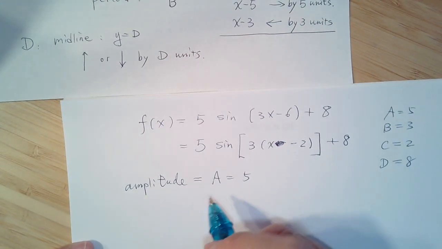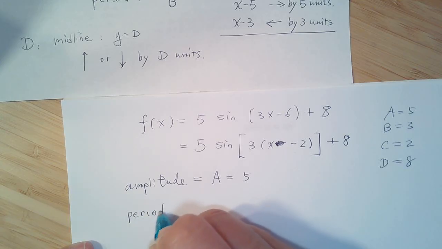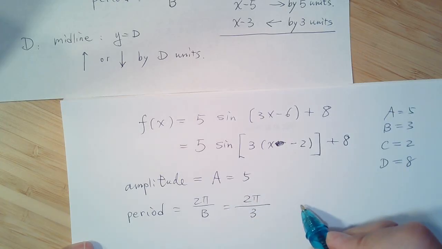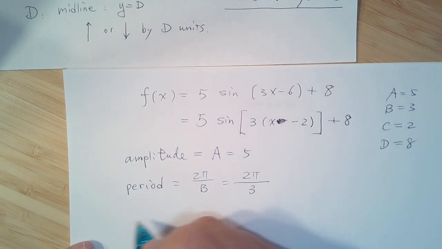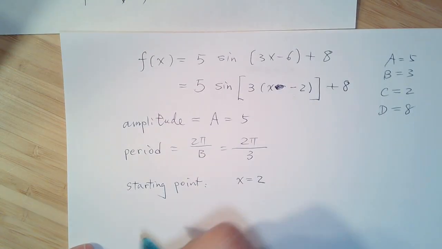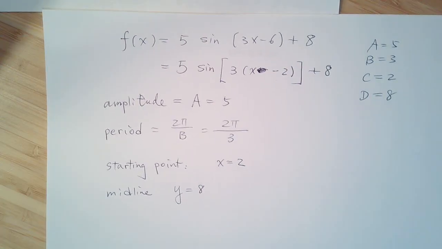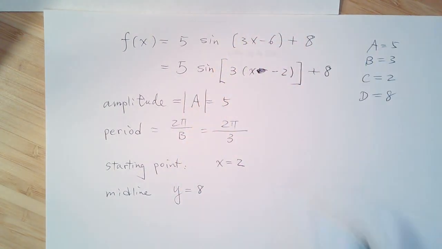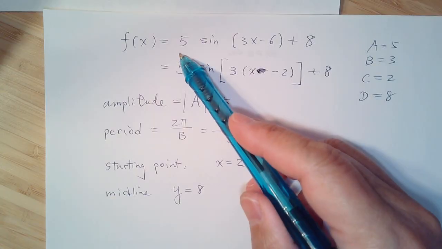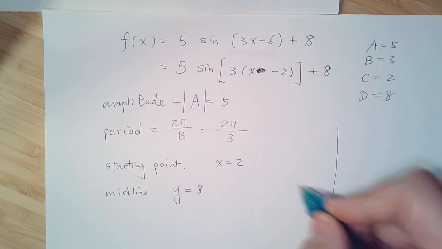So I have the amplitude, and what is my period? Period is 2 pi over b, which is 2 pi over 3. So 2/3 pi is my period. That's not bad. And my starting point is x equals 2, and my midline is y equals 8. So that's all the information I have. And think about here. This is the absolute value of a, and a is 5, so there's no flip around. We don't need to worry about flipping the graph. If a here is negative, then we have to flip the graph.